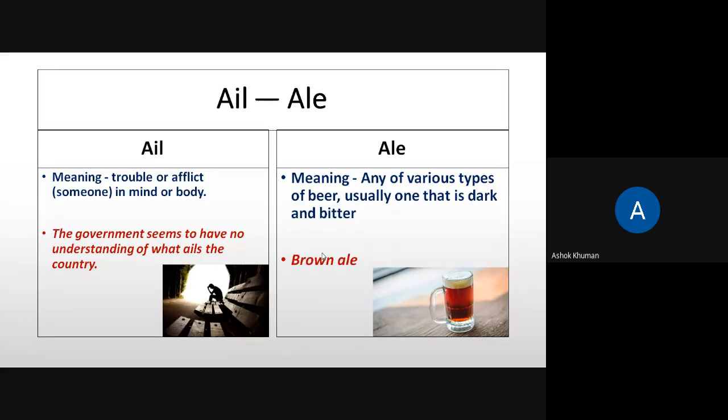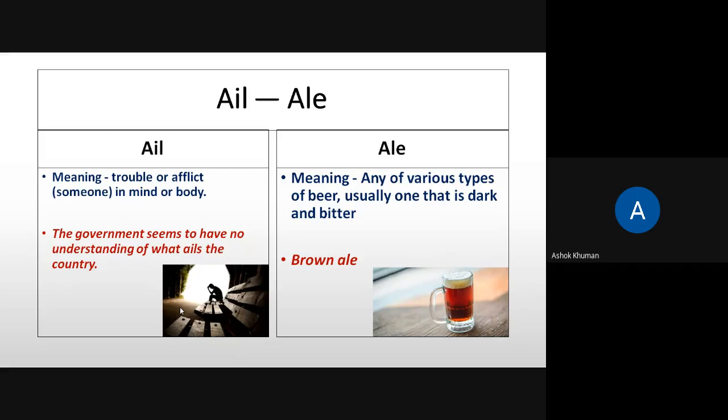So it is related to a physical or mental problem, depression or any physical problem. That is called ail. Something is wrong with the mind or with the body. But please do remember the spelling AIL. So you have an example: the government seems to have no understanding of what ails the country.